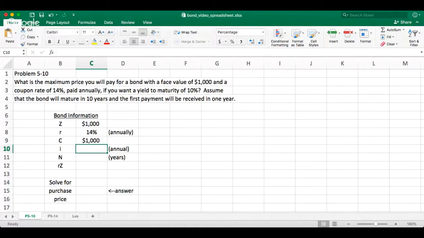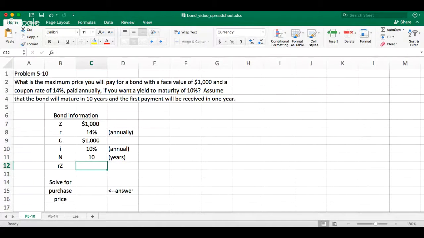I, remember, is the yield. That's what the purchaser, or in general, the current holder of the bond, wishes to receive in terms of return, in this problem, a yield to maturity of 10%. N is given in years. We have 10 years to maturity.